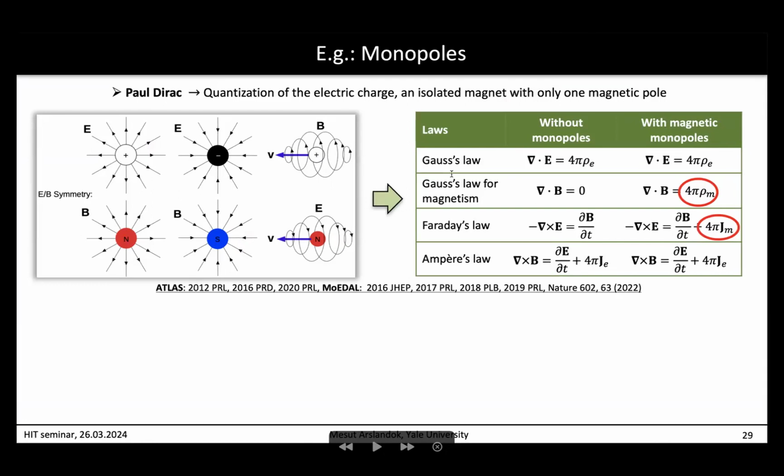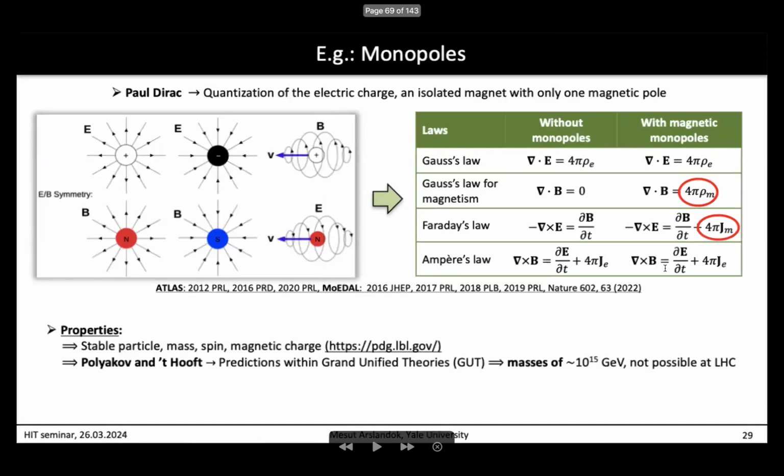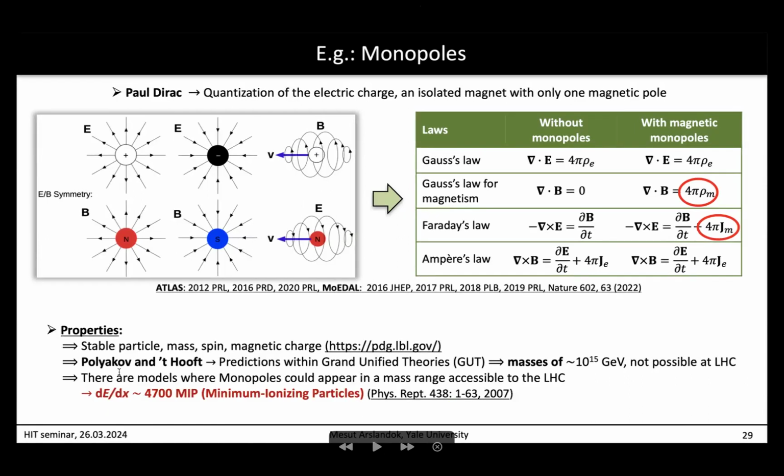So this is basically making your Maxwell equations much more poetic. So even if they don't exist, I wish they could exist, otherwise it would look really cool. And look at this. With the magnetic monopole, it looks really beautiful. And properties like stable massive particle, whatever, everything one can read here. There are also famous versions of the monopoles in grand unified theories, which are not point-like particles but composite objects, but we cannot access these. But there are also electroweak theories and so on where you can really have a mass range which can be detected for the monopoles. In a very simple assumption, if I have a monopole like a Dirac monopole, then the energy loss of this guy would be like 4,700 times more than a pion.